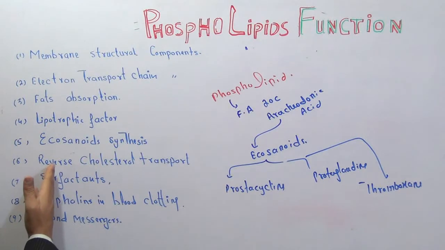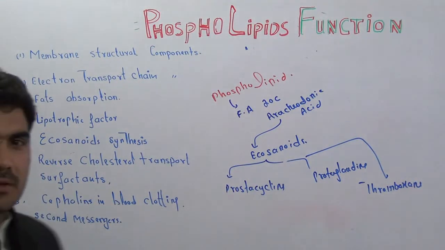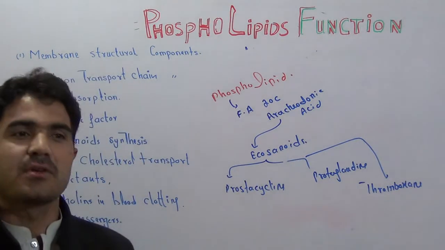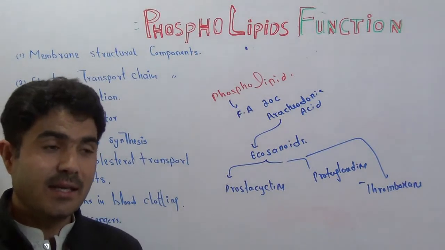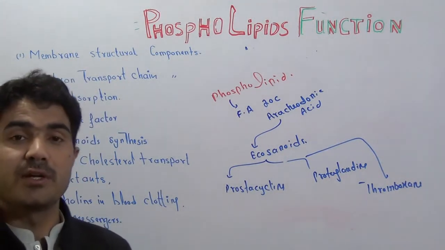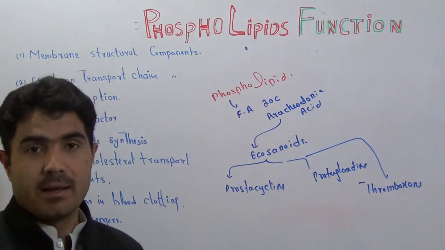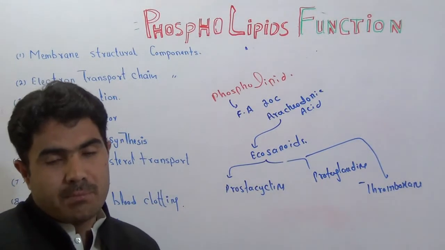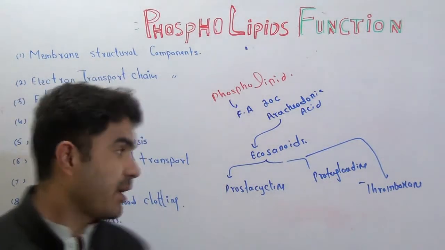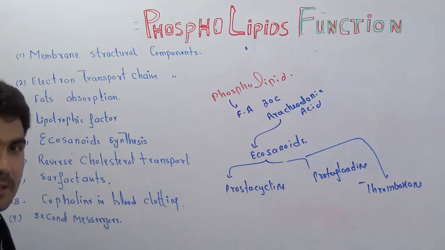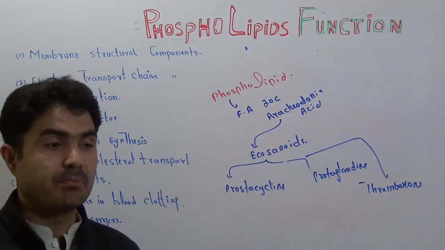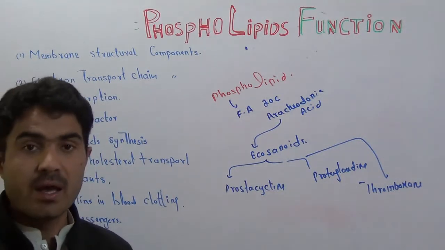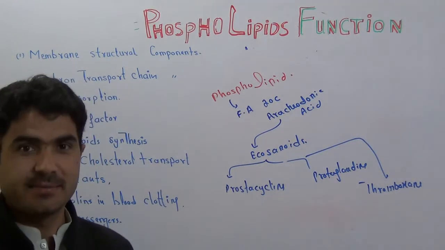Okay, then we will come to the next one, that is reverse cholesterol transport. You know that sometimes we say cholesterol is bad for the body. So phospholipid will not let the cholesterol be accumulated in your blood. They will take cholesterol from the blood back into the intestine. Therefore we call it reverse cholesterol transport. So it actually decreases the cholesterol level. Although cholesterol is beneficial for the body, no doubt, excess cholesterol is bad.